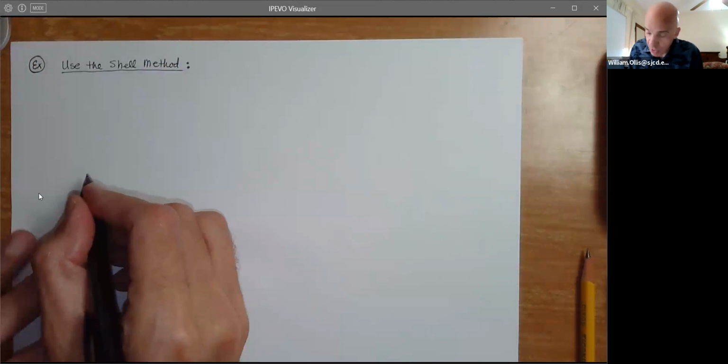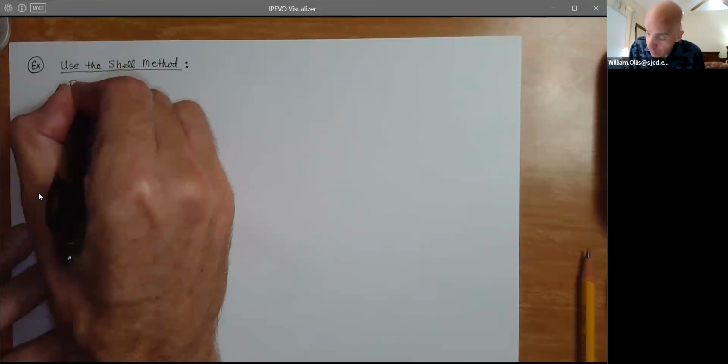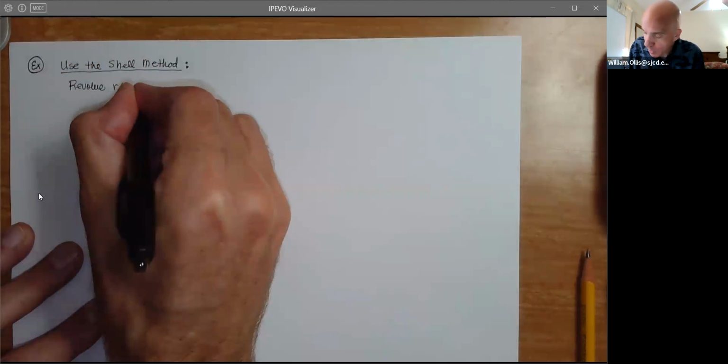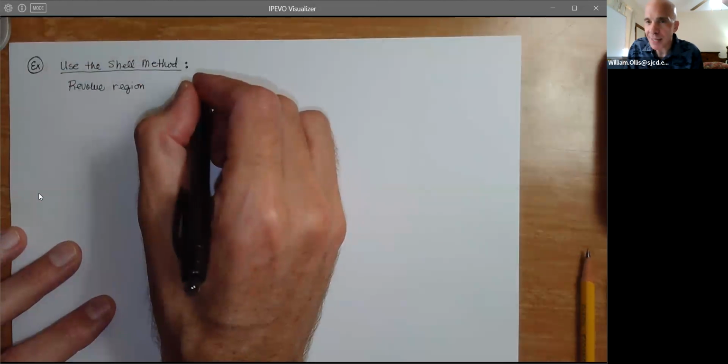Now, here's the region. So here's what the WebAssign says. It says revolve region. I say the WebAssign. WebAssign's become a proper noun these days.